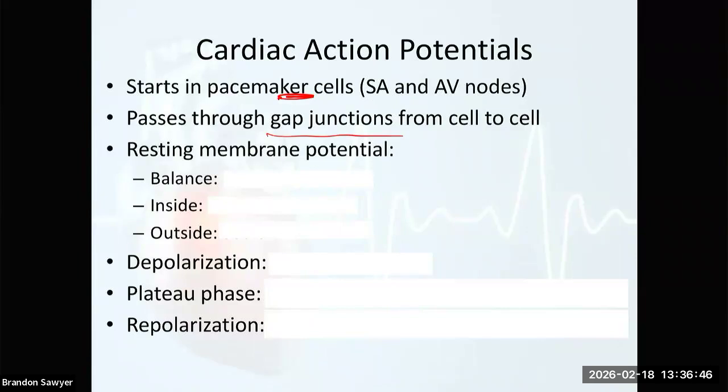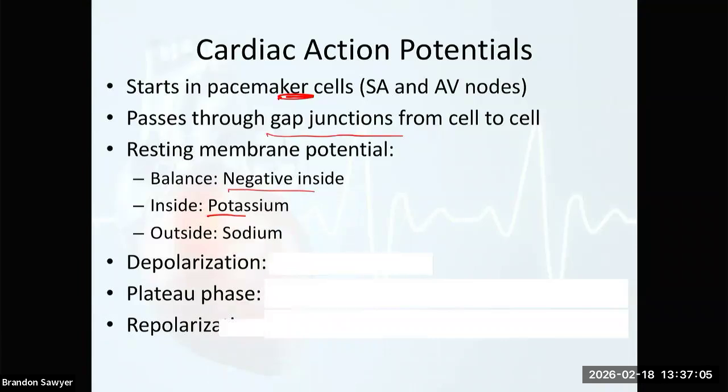Okay, so resting membrane potential is still going to be negative on the inside, just like it was in skeletal muscle. The inside of the cell would have more potassium, so lots of potassium inside, not much outside. Same thing as skeletal muscle. And then just the opposite with sodium. We have lots of sodium outside the cell and not much inside.